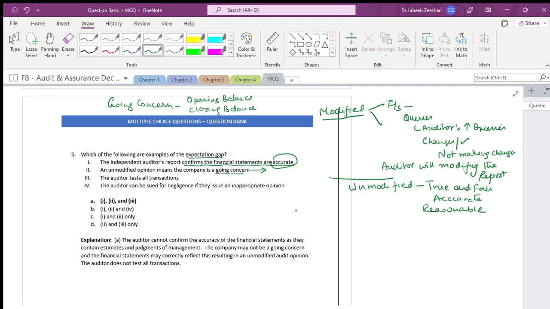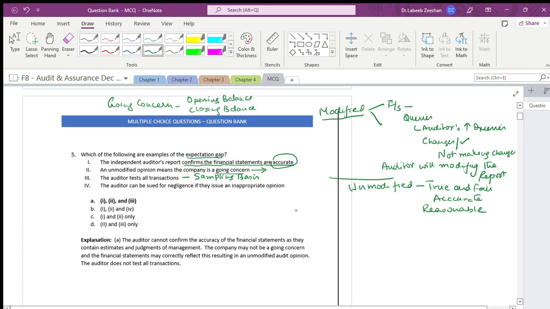That is one of the things the stakeholders, the intended users, are very much concerned about. And it is the responsibility of the auditor to give a report and mention as a clause that the company is a going concern. Fine. Now, the auditor tests all transactions. That is the expectation gap. Is it right? The auditor tests all the transactions. Never happens. The auditor will only test the transactions on a sampling basis.